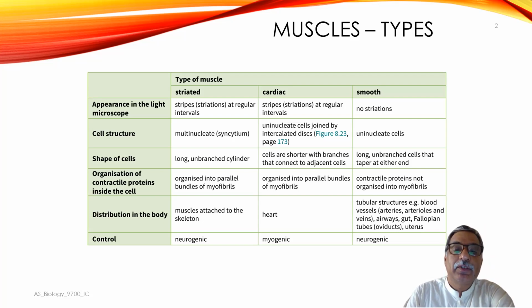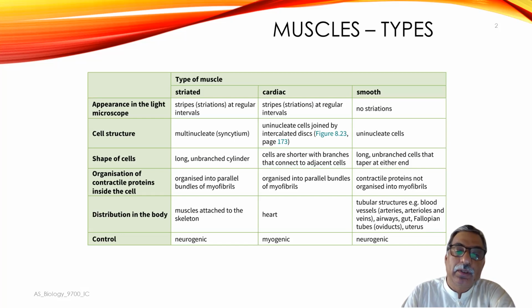Second is cardiac muscles. They make up the heart. They also show striations at regular intervals. Unlike skeletal muscles, they are uninucleate cells, but they are joined by intercalated discs. These cells are shorter with branches that connect to adjacent cells. They do not show a long fiber-like appearance like striated muscles, but like striated muscles, their contractile proteins are organized into parallel bundles of myofibrils.